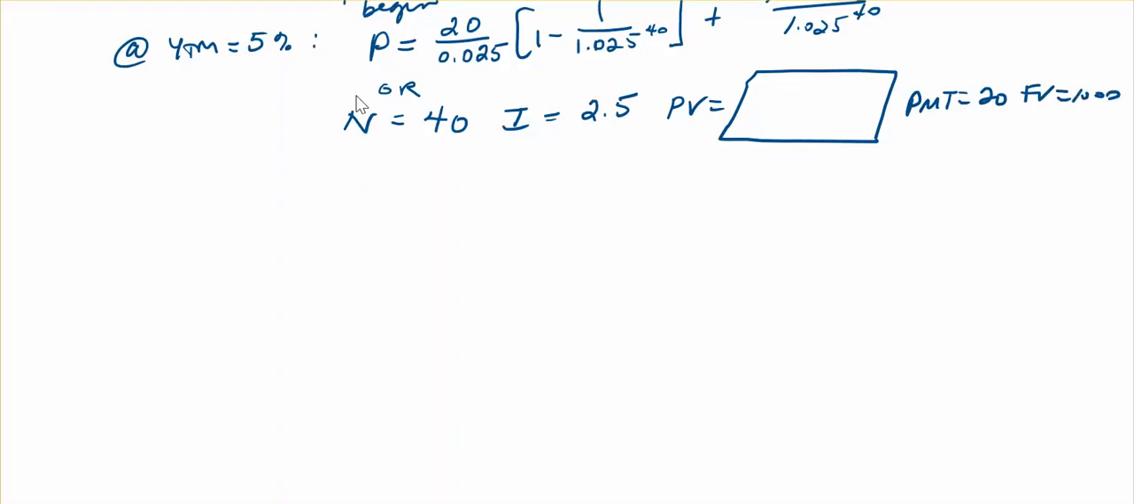So put that into your calculator now. 40 is the N, 2.5 is the interest rate, 20 PMT, 1,000 FV. Solve for PV, and you will get 874.4861. Hold on to more places past the decimal point than what we want in the end.